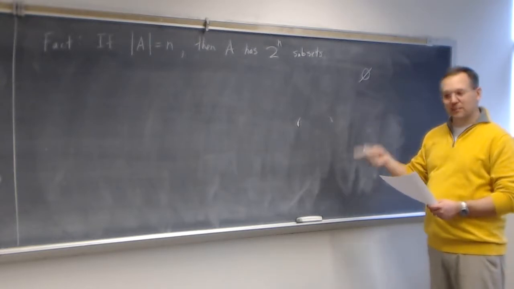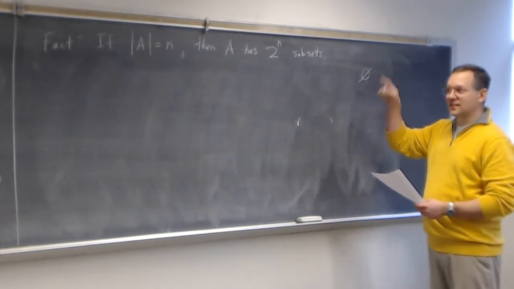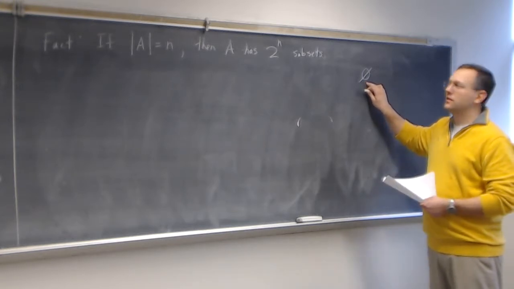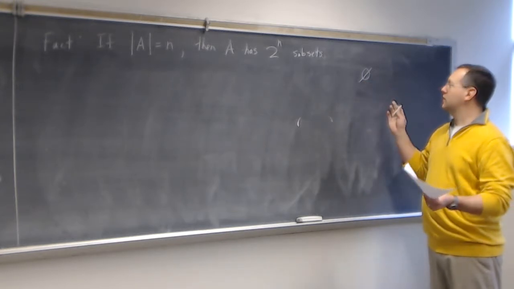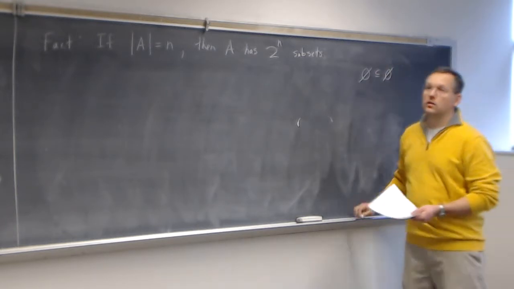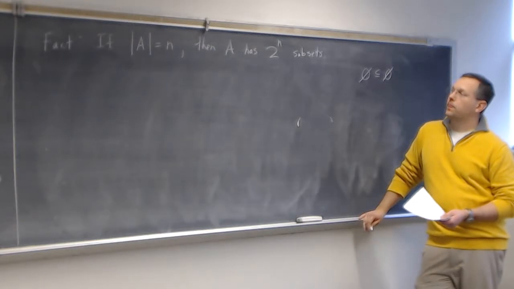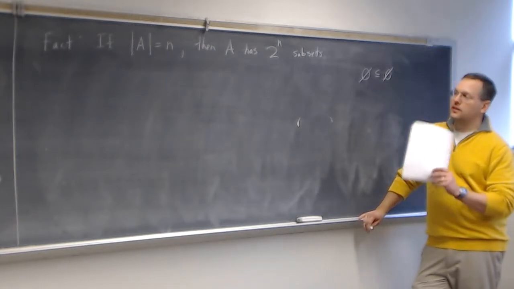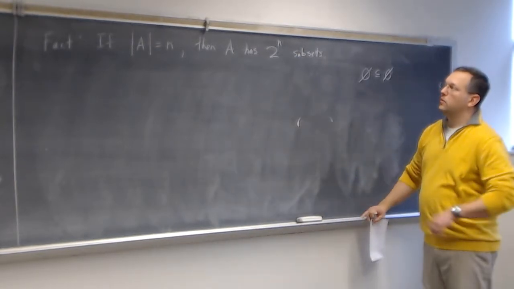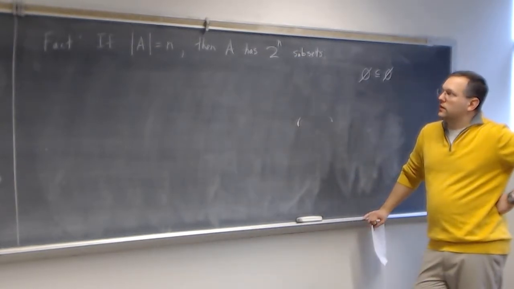Because the empty set is a subset of itself, and every set is a subset of itself. But that's the same thing, so I'm not going to count that as 2 different subsets. That's the only one. So I should have said every set has a power of 2 number of subsets. I shouldn't have said even.